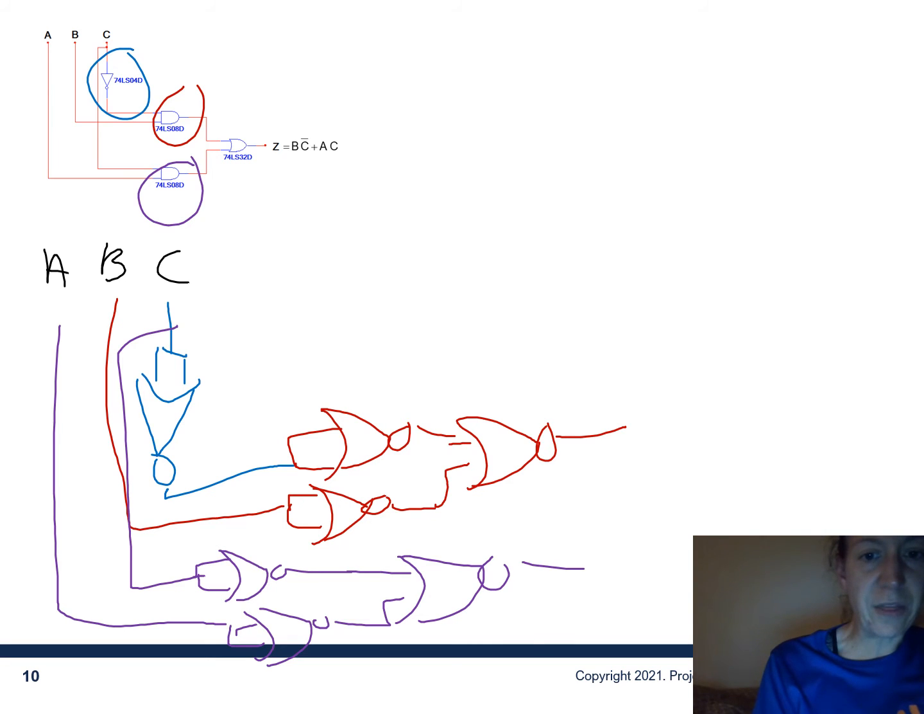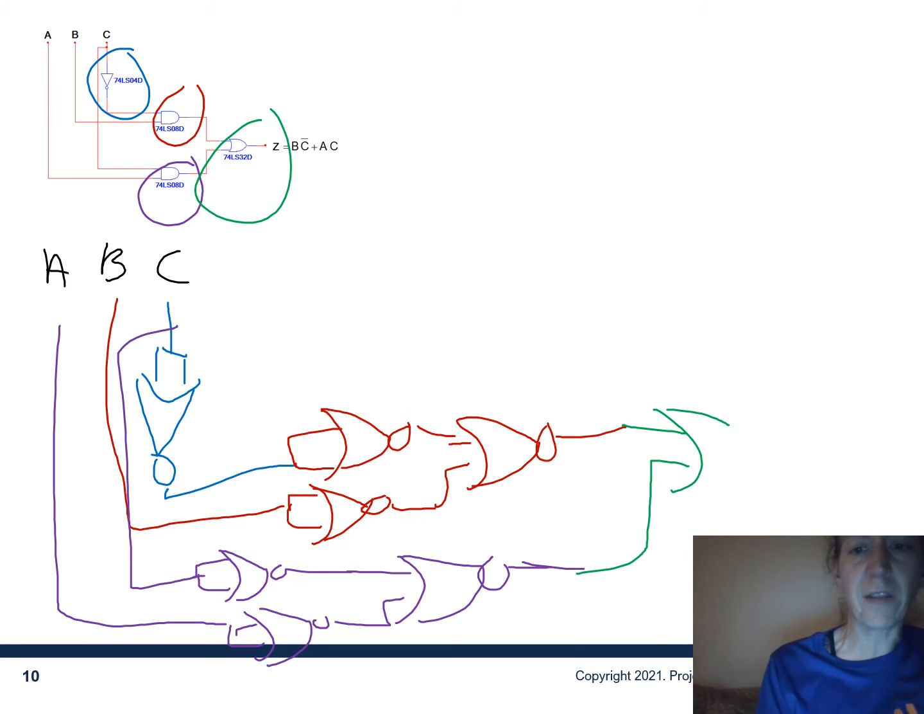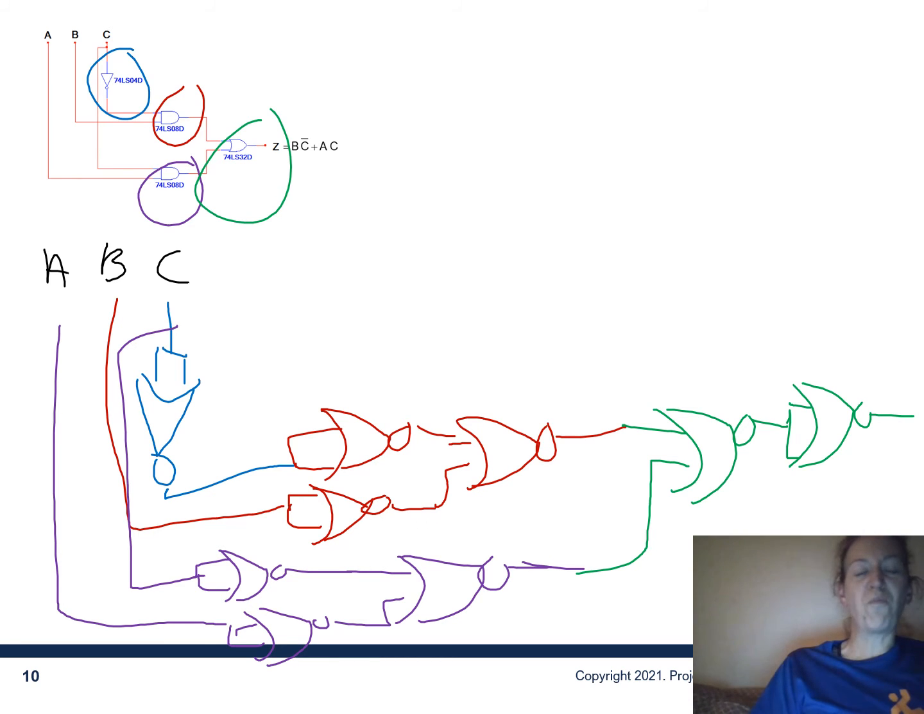And then these two, what color haven't I used? Green. We're gonna OR them. And so of course we OR them by NORing them and then taking the input and splitting it and inverting it. So wow, that was awesome. It's not really awesome, and I'm sorry that my handwriting is so bad. This is not good. Okay, so that's pretty much the first 3 steps.